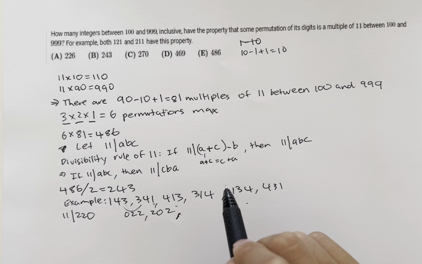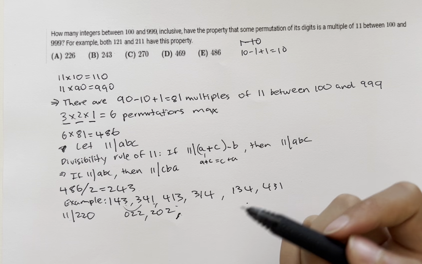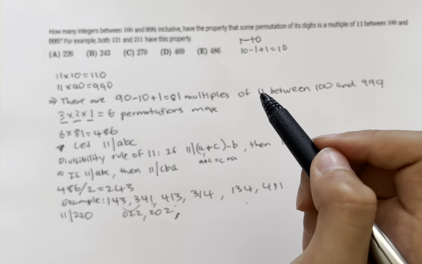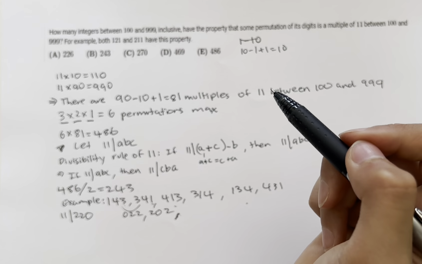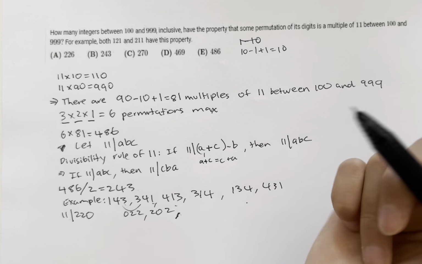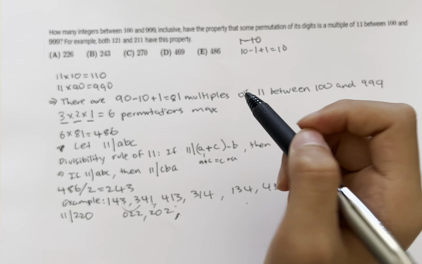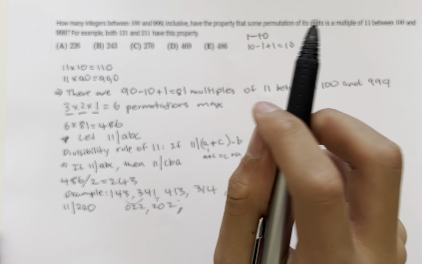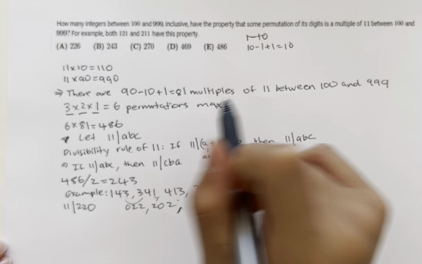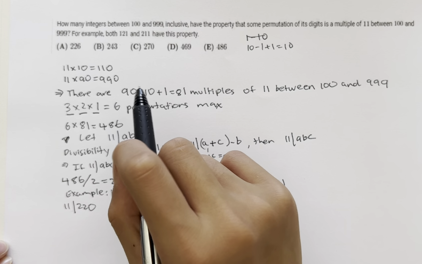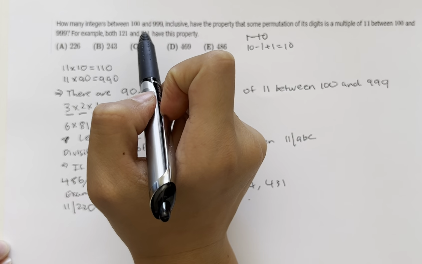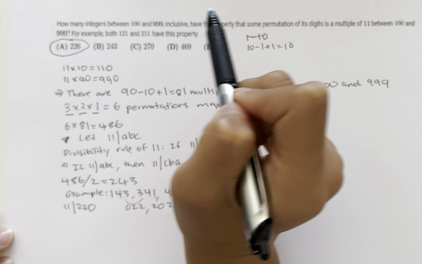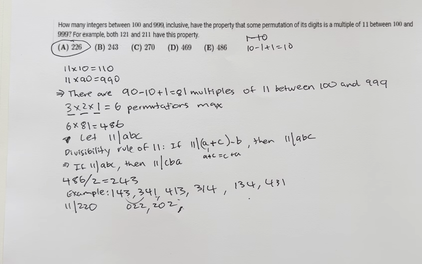But of these 3 permutations, 022 doesn't work, because as I said earlier, 0 cannot be the hundredth digit, or else it's just going to be 22. So the actual total number of integers will be even less than 243. Now we can use a trick and just use the answer choices. The only answer choice less than 243 is 226. So the answer will be 226.